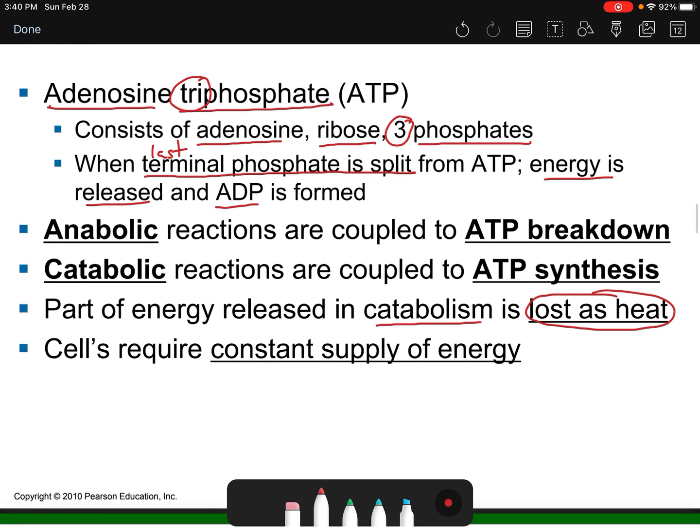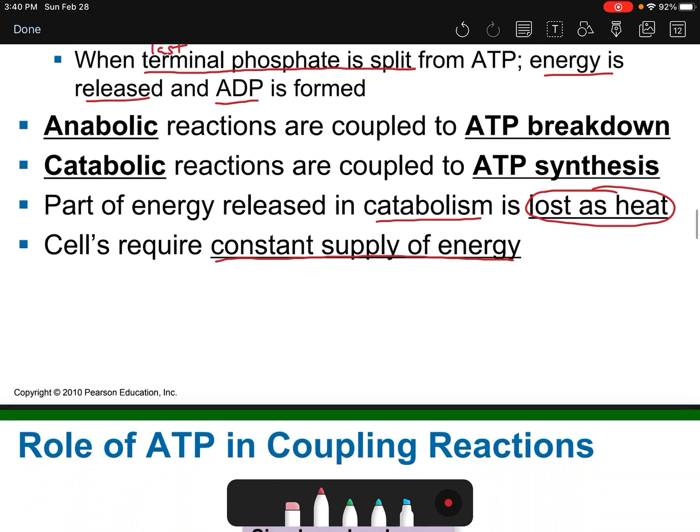But we need these reactions because we do need a constant supply of energy. If you did not have a constant supply of ATP for your cells, they would not function. And if they don't function, guess what? You won't function either. If your cells die, you die. So we really need that constant supply of energy.